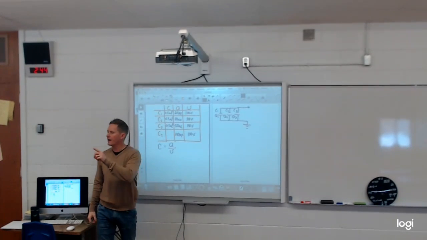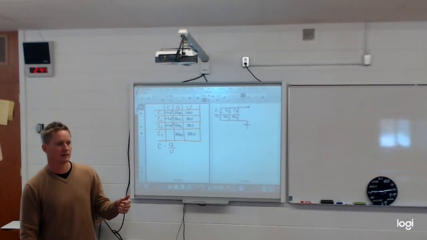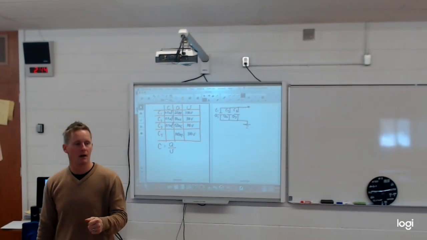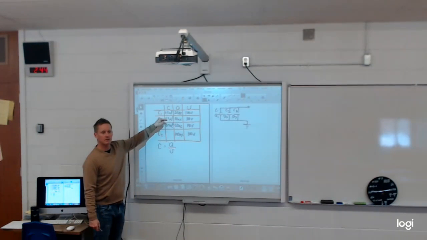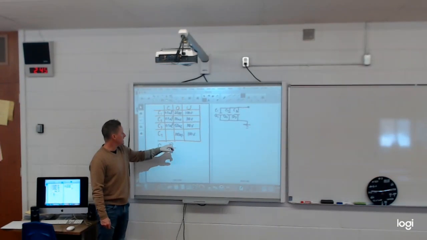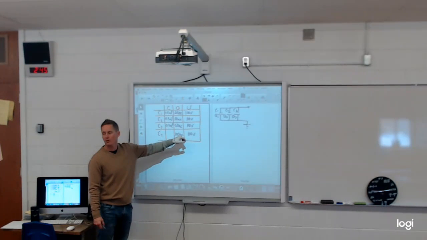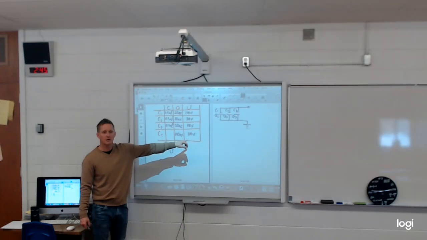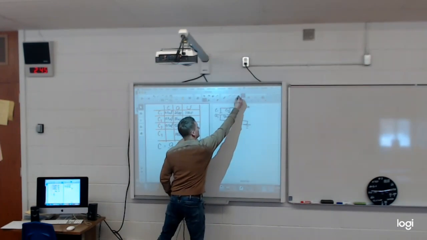How do I find my capacitance in parallel? My total? You add them. I add them together. 0.2 and 0.3 make 0.5. 0.5 and 0.5 make 1. If I take Q, which is 100 microcoulombs, and divide it by 100 volts, what do I also end up with? 1.